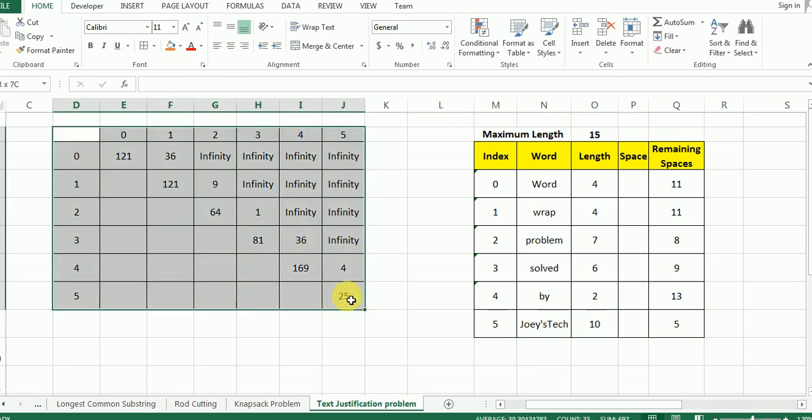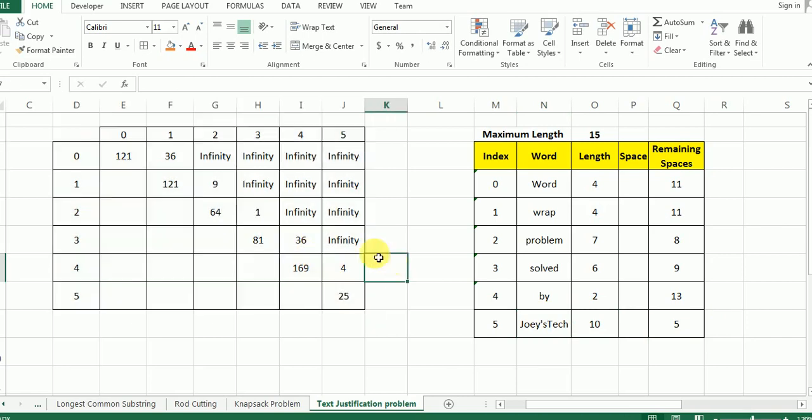The cost matrix is complete, but this is not the final solution. This is the information that we are going to use to calculate the final solution. That means the cost and the arrangement. Let's see how we do that.